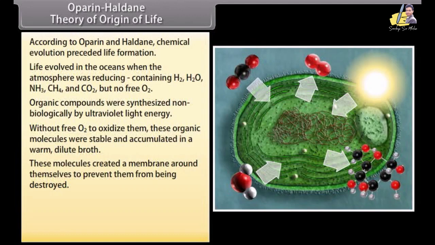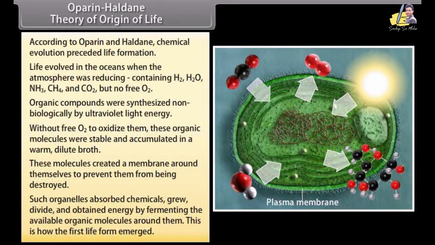These molecules created a membrane around themselves to prevent them from being destroyed. Such organelles absorbed chemicals, grew, divided, and obtained energy by fermenting the available organic molecules around them. This is how the first life form emerged.